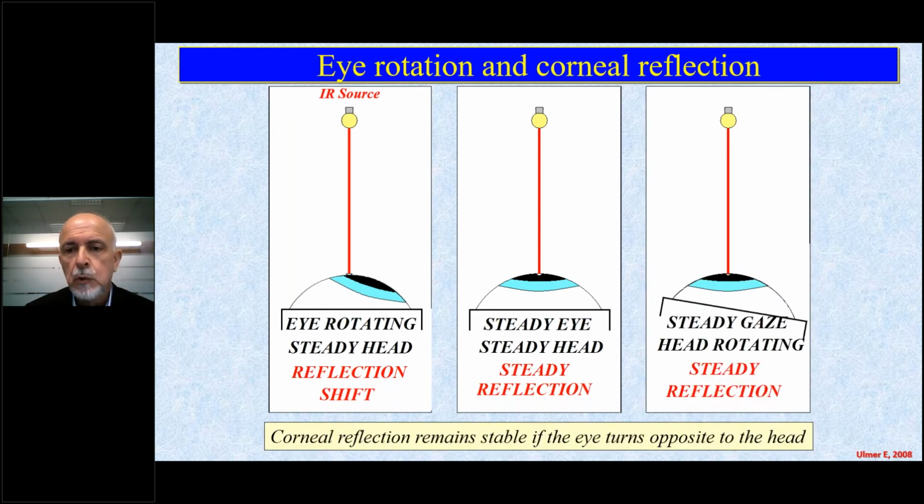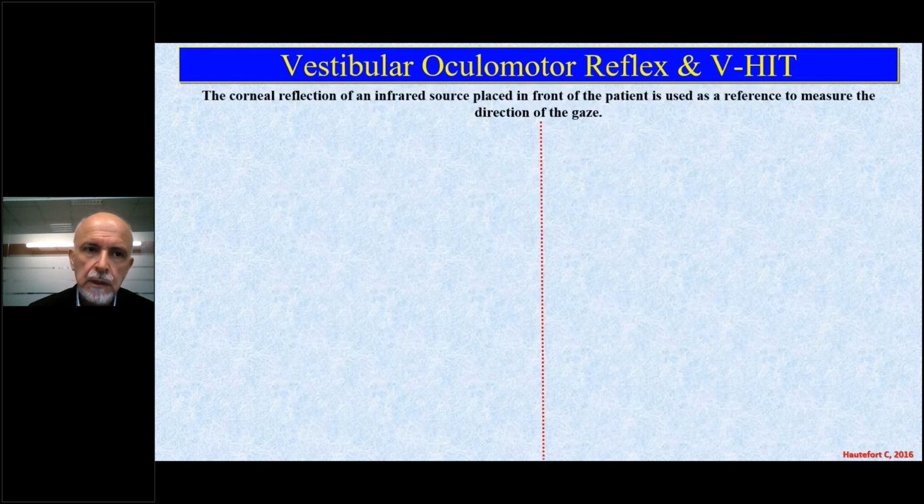Last, and the most important, if I have a steady gaze and a head rotating, the result will be a steady reflection, because the corneal reflection remains stable if the eye turns opposite to the head by the same amount. So, as we have seen, the corneal reflection of an infrared source placed in front of the patient is used as a reference to measure the direction of the gaze.